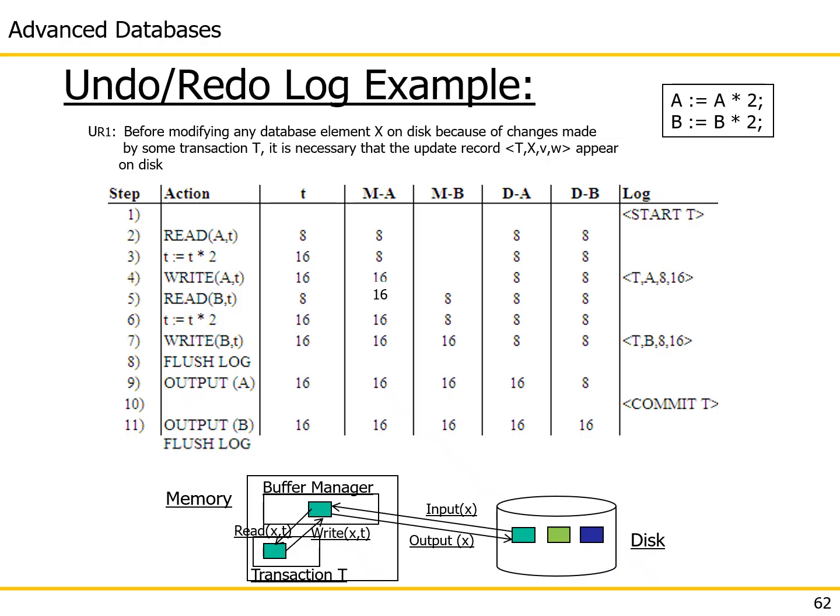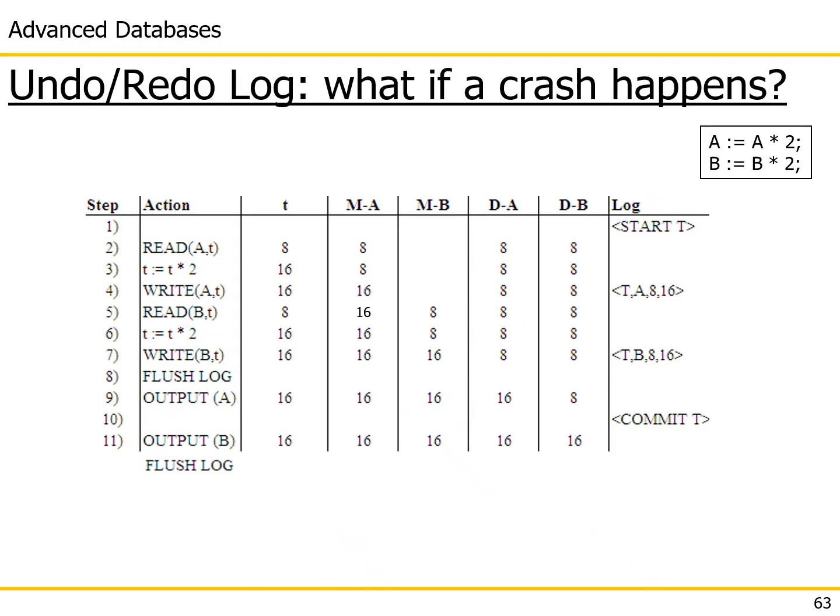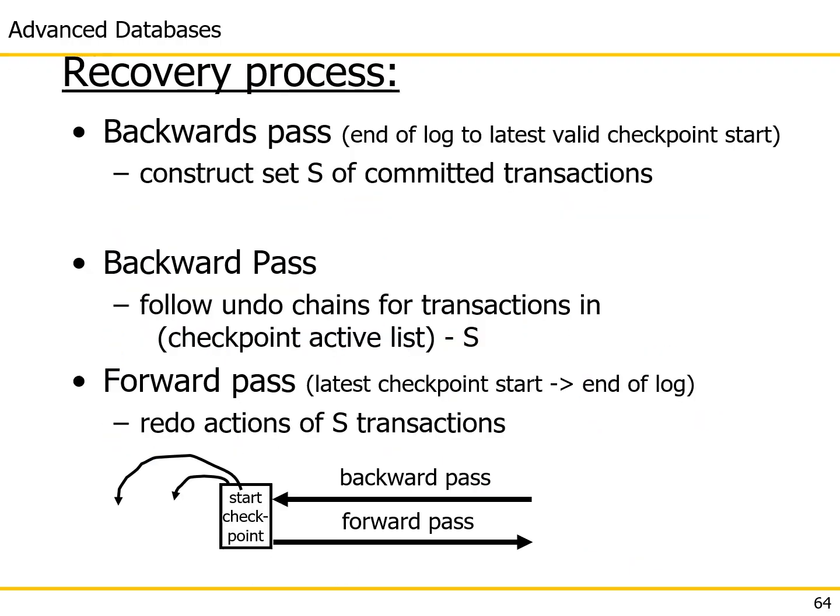Now, let's say the crash happens after line number 10. So after line number 10, we have an inconsistency on disk. The A is 16 and the B is 8. But after line number 10, I happen to have the commit there in the log. So I will do a redo. I will make the B 16 to bring it to a consistent state, because I can see the commit. We already discussed this, so I'm going to move on.